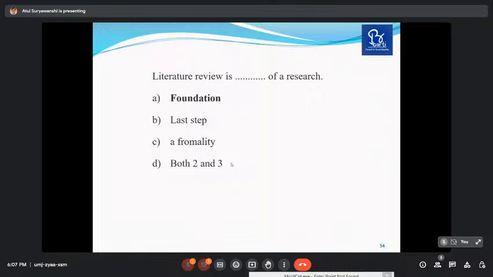The next question, objectives of a study must be specific and measurable, relevant and time-bound. So objectives should be very clear-cut, specific, measurable, relevant, time-bound, accurate, exact, clearly stated. So the answer is both A and B.